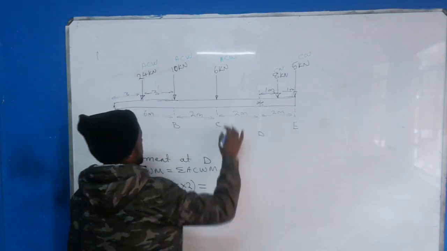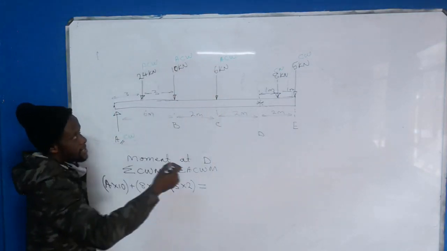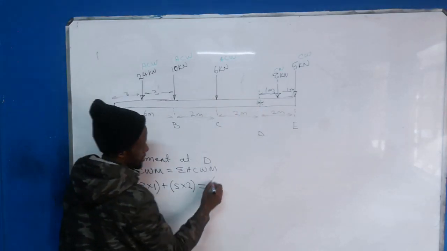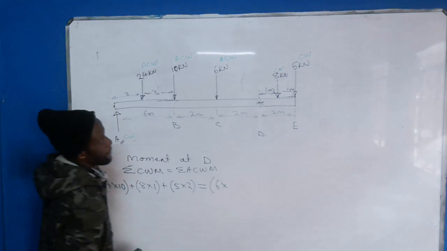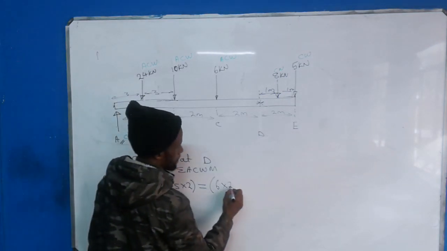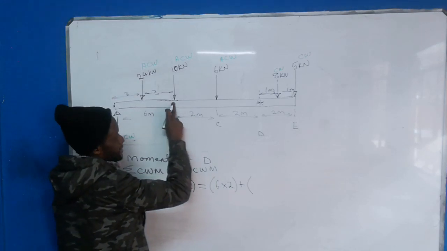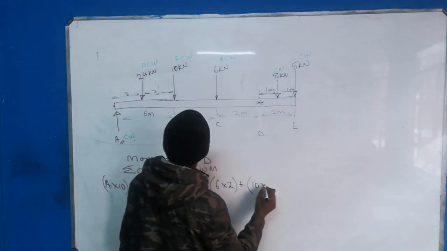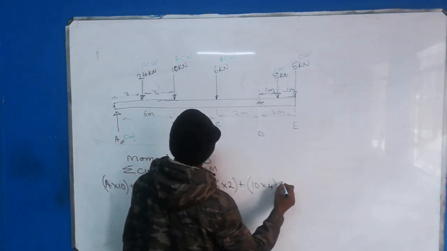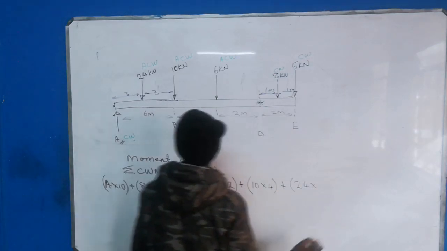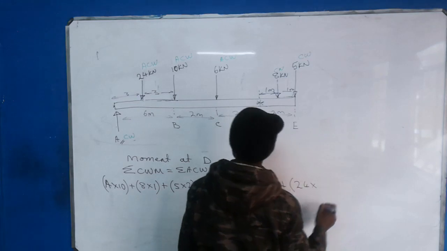This was 2. We go to the anti-clockwise. Like I said, I always like starting from the one closest to this. I'll start with the 6. 6 times, plus 10 times, plus 24 times 10.